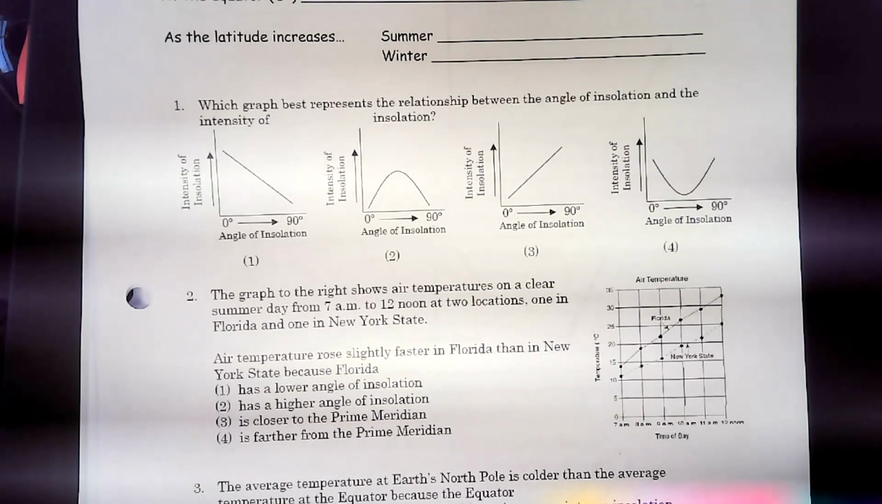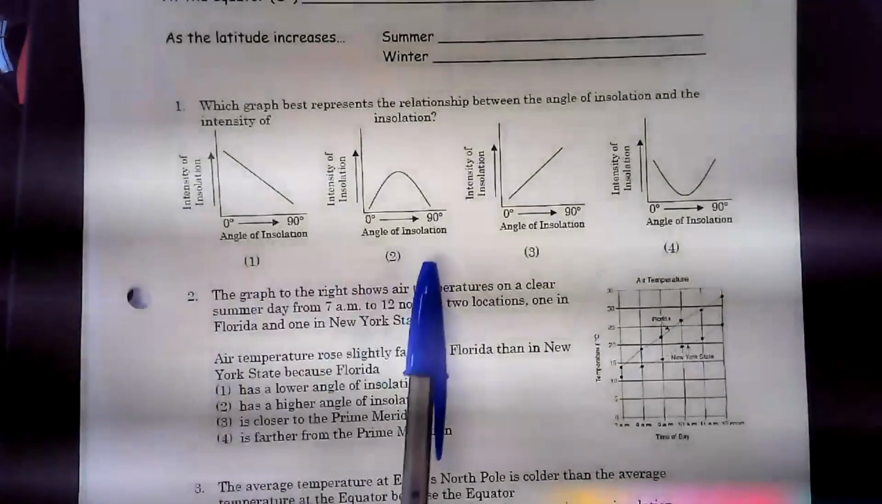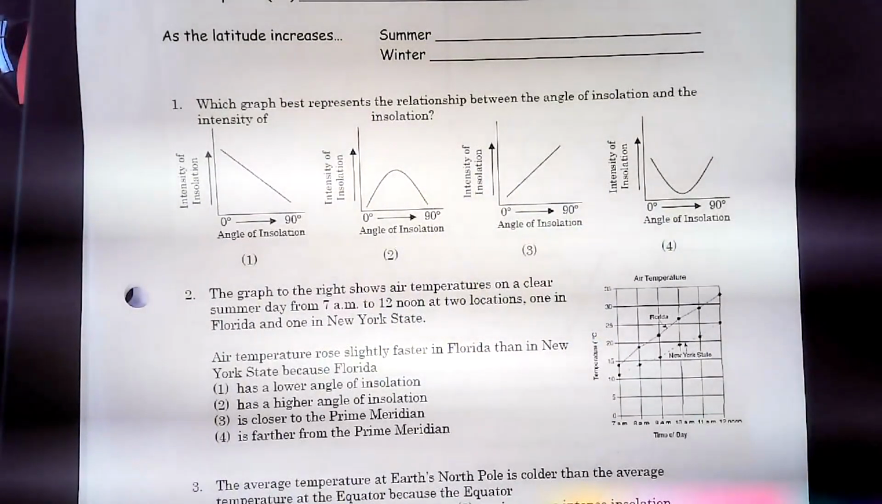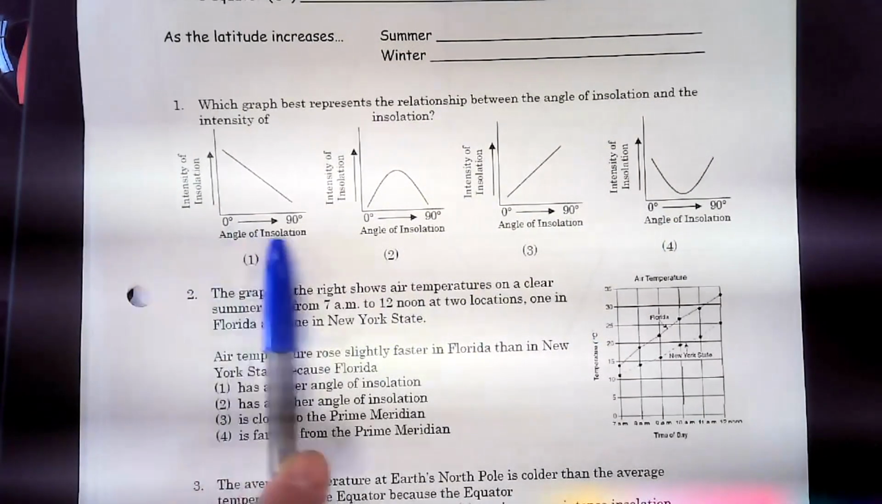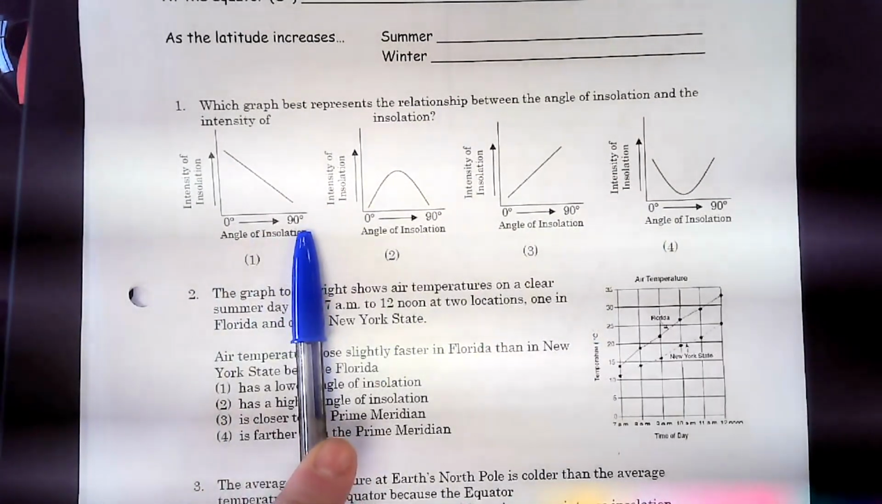I want to start with the first question, which is: which graph best represents the relationship between the angle of insolation and the intensity of insolation? Before we get too far into this, I need to make sure you know what all those words mean. Let's first start with the angle of insolation. All of the x-axes are the same. They start at a 0 angle and go to a 90-degree angle.